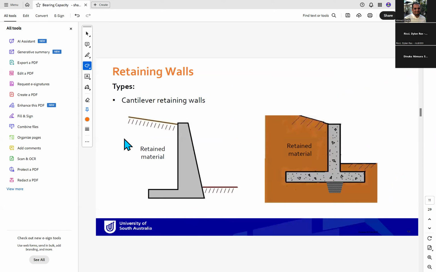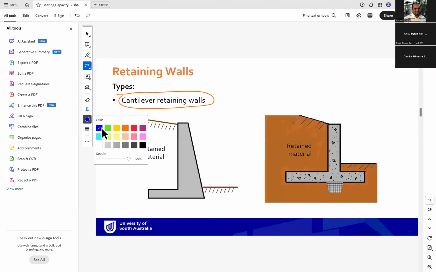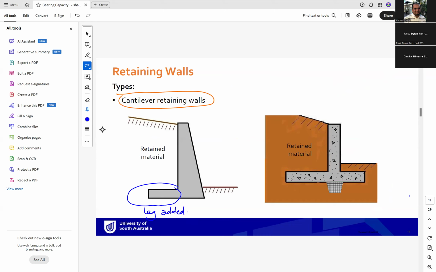The second type is called the cantilever retaining wall. As you can see here, what is the difference between gravity and cantilever retaining wall? This leg. So this leg was added to the retaining wall. Okay. What is the idea behind adding this leg?